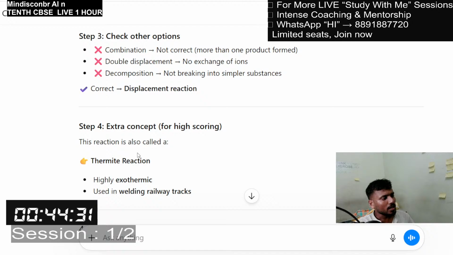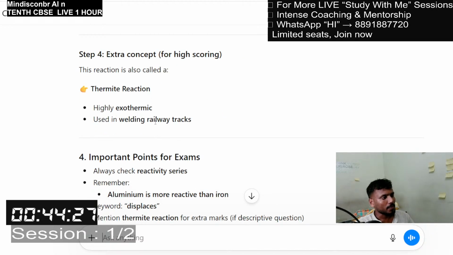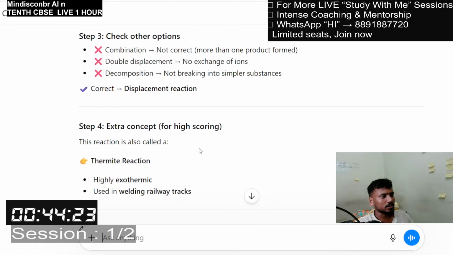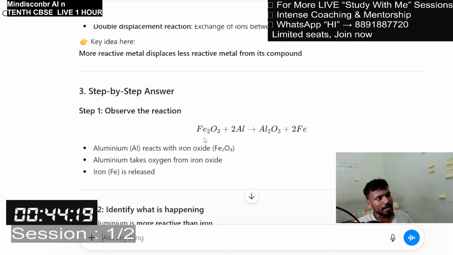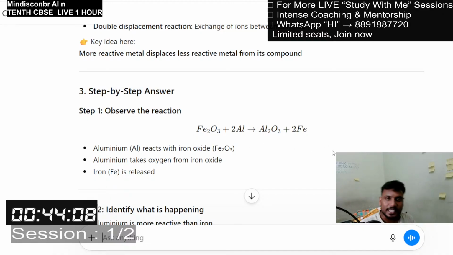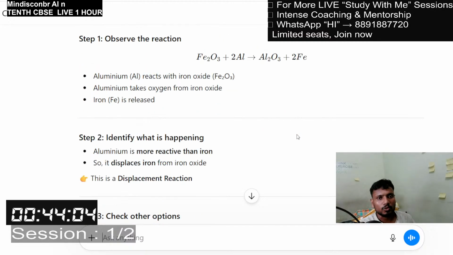So this reaction is also called a thermite reaction. Highly exothermic, used in welding railway tracks. Note it down, this is important: this is called the thermite reaction. What is the thermite reaction? Fe2O3 plus 2Al gives Al2O3 plus 2Fe. Why is it called the thermite reaction? Because a large amount of heat is released in this process.